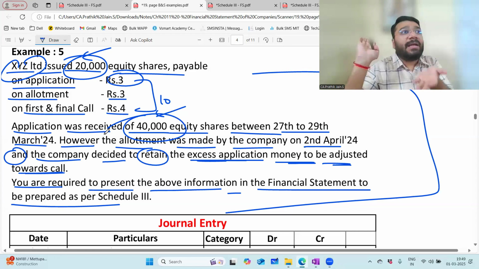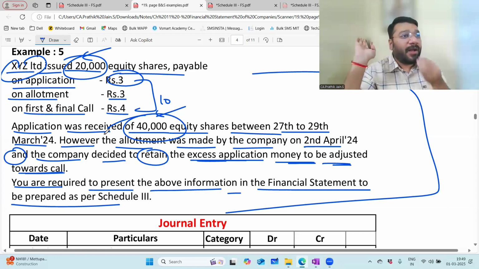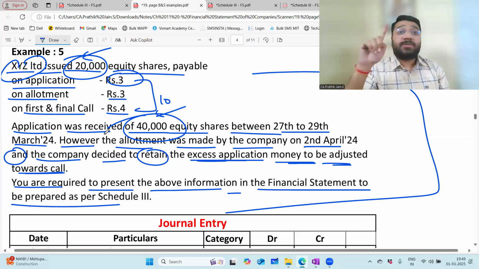Arey baba, in intermediate level, it is advanced accounting. Accounting A also you don't know. Advanced accounting, what will you do? No, that's not the fault of the student also. It's not the college's fault also. Lack of guidance.